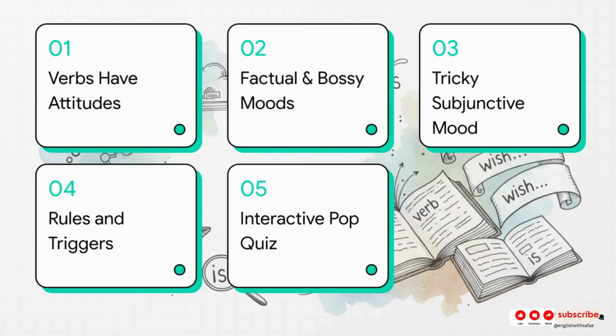Here's a quick roadmap for this explainer. We'll start by looking at how verbs actually have attitudes. Then we'll move into the factual and bossy moods. And after that, we'll tackle the tricky subjunctive mood. Finally, we'll map out the rules and triggers before wrapping things up with an interactive grammar pop quiz.